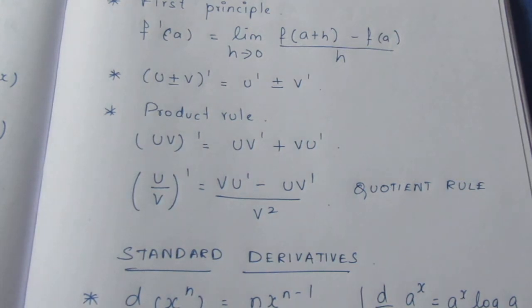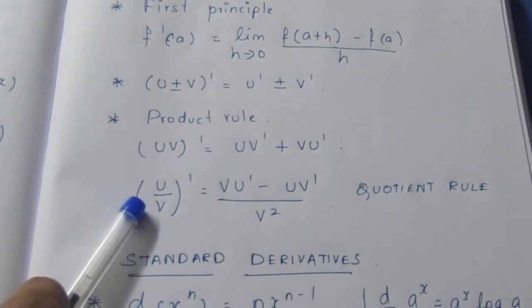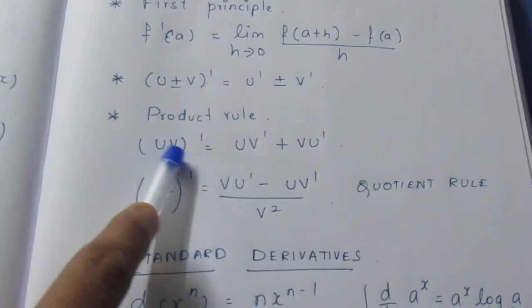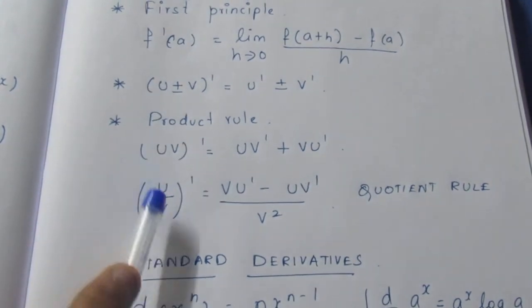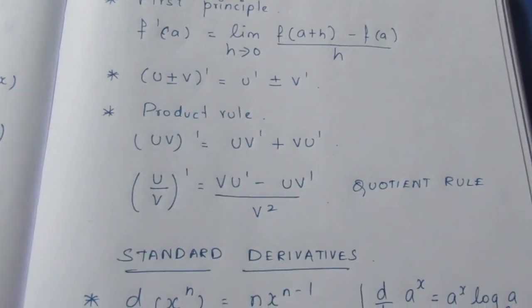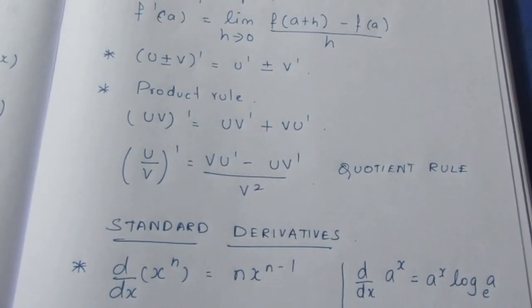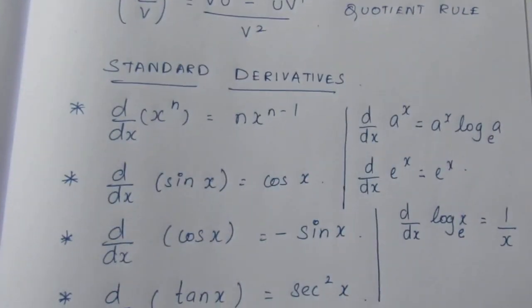So for divide and multiply, we should compulsorily use this rule. Just don't differentiate separately. We should use the product rule or the quotient rule if it is multiply or divide. Now we'll see the standard derivatives.